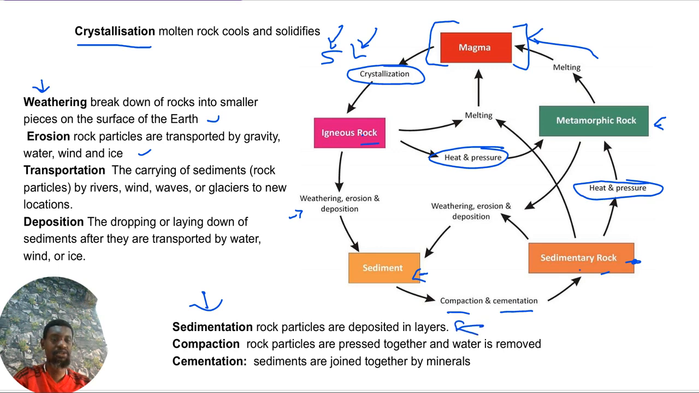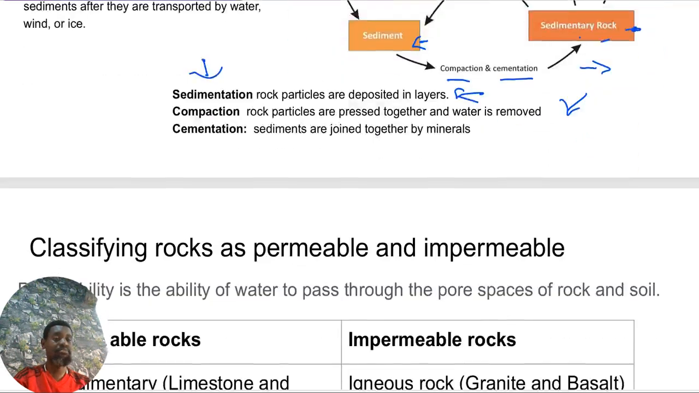Remember, one of the characteristics of sedimentary rocks is that they occur in layers, and they also contain fossils, because the remains of dead plants and animals also play a major part in the cementation process. While compaction is when rock particles are pressed together and water is removed from them. Then lastly, cementation is when these sediments are joined by minerals.